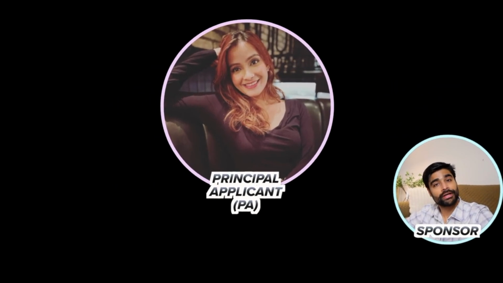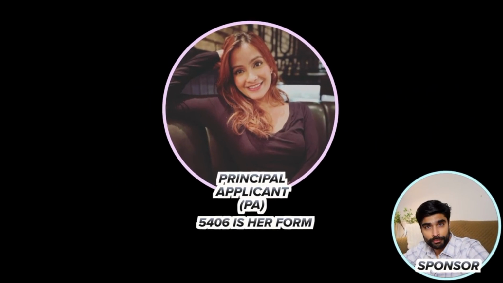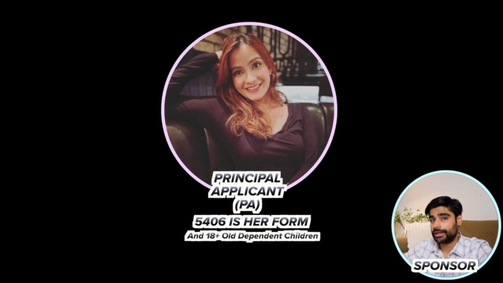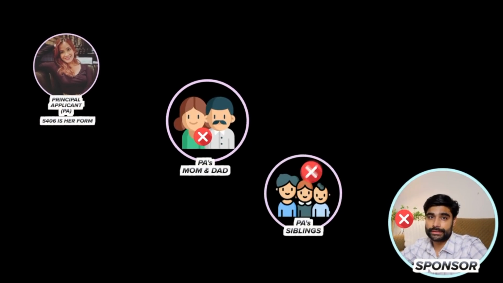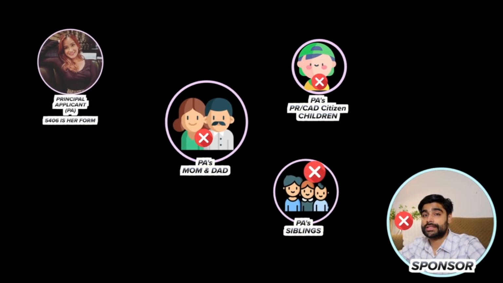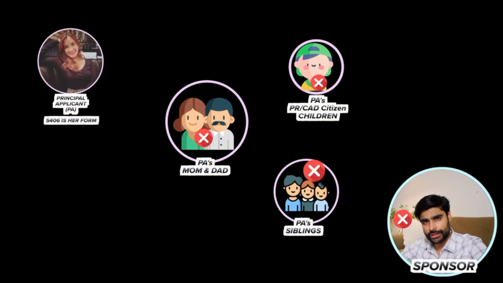So this form 5406 is my wife's form, and any dependent children that she may have who are 18 years of age or older. This form is not to be filled out by me, the sponsor, or my wife's mom, dad, brothers and sisters, or my wife's permanent resident or Canadian citizen children. And this is going to become clear as we go along this form.